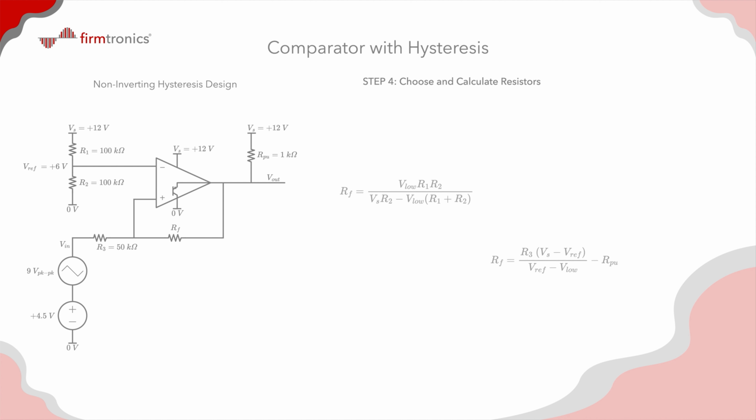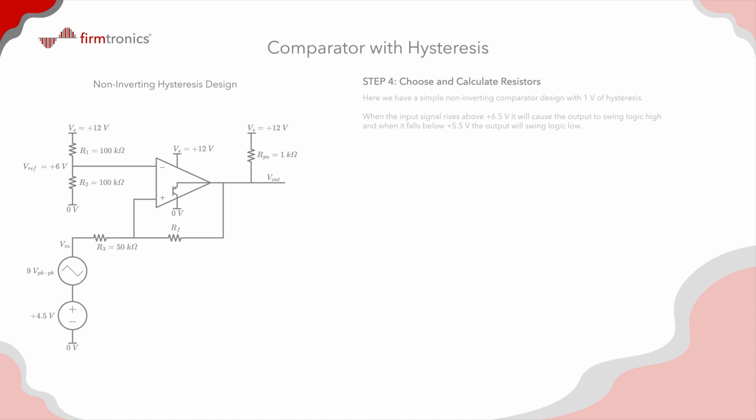The formulas that we will derive are very different for the non-inverting and inverting design. So let's further examine both cases, starting with the non-inverting hysteresis design. Here we have a simple non-inverting comparator design with 1 volt of hysteresis. When the input signal rises above 6.5 volts, it will cause the output to swing logic high, and when it falls below 5.5 volts, the output will swing logic low. This makes total sense because it's non-inverting.